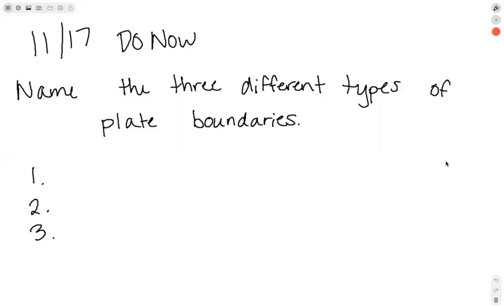All right, still going to wait one or two more minutes to make sure nobody pops on, and then we'll go over the do now.